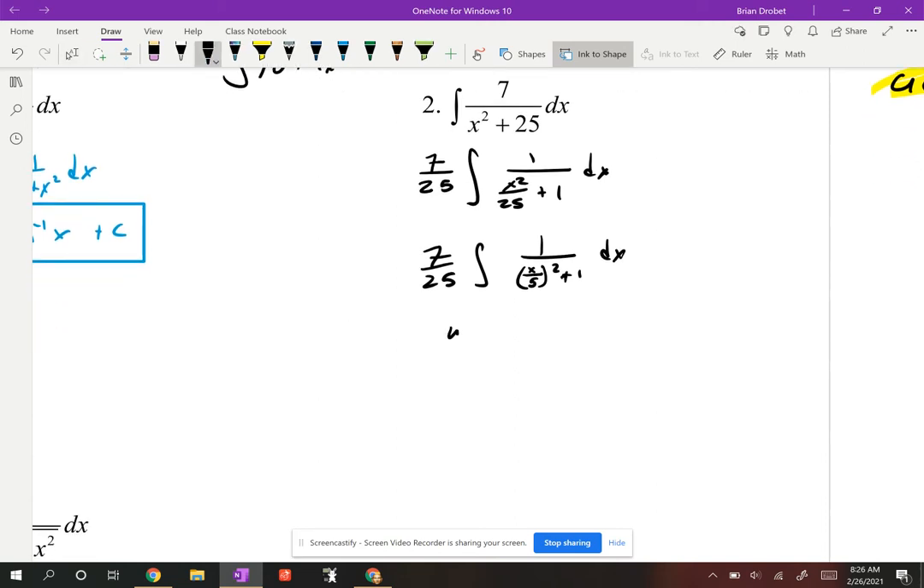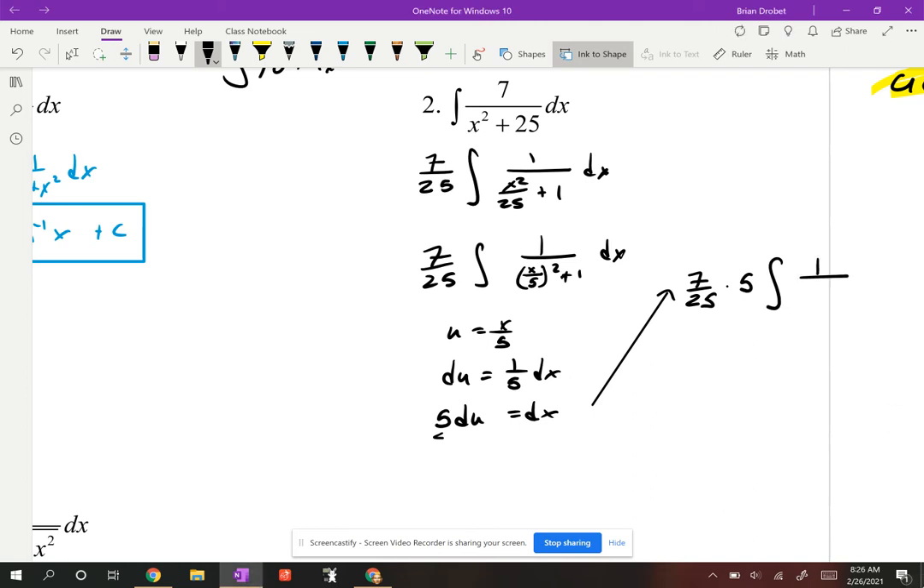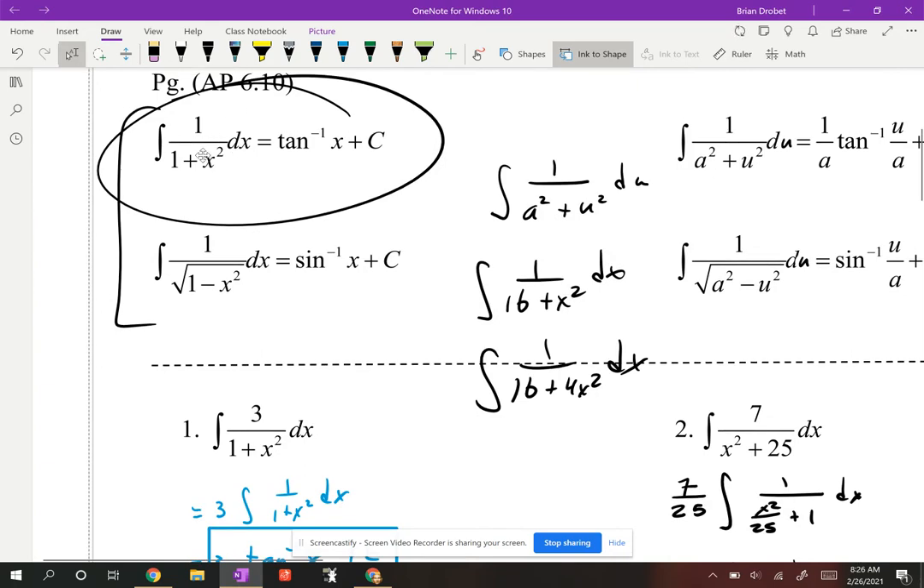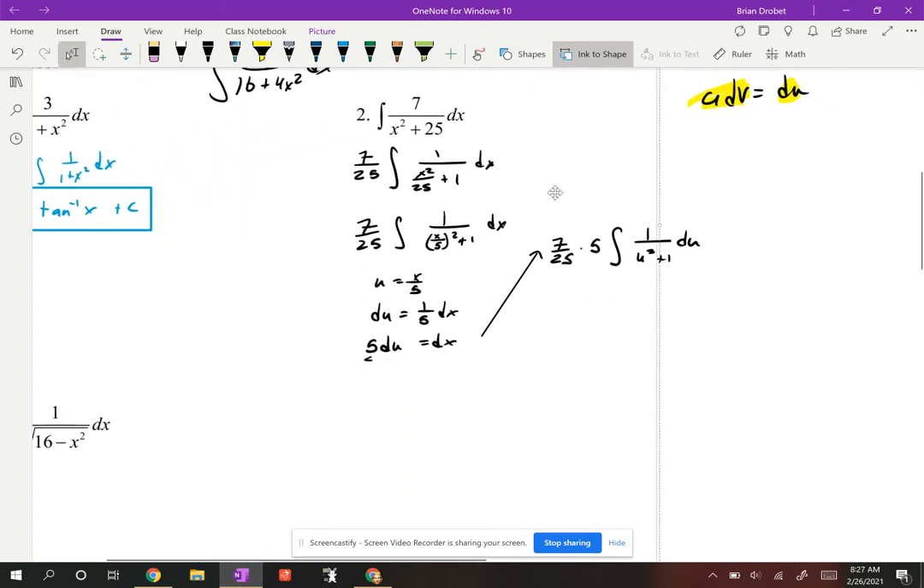Now I'm going to do a u substitution, letting u equal x over 5. That will make my du equal to 1/5 of dx, or dx equal to 5 du. So now what's that going to do to my integral? I already have the 7/25 on the outside. I'm now going to have this 5 on the outside as well. And my integral is going to become 1 over u squared plus 1 du. And now what I've done is I've turned this into that.